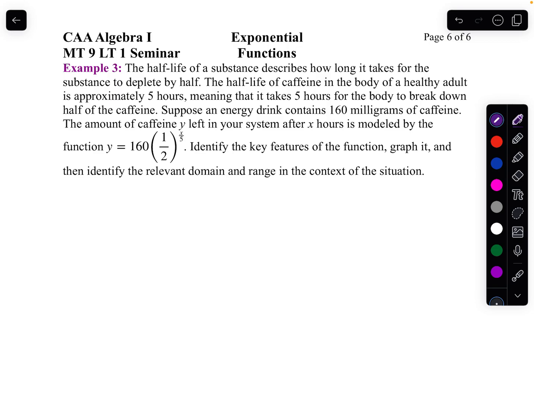I want to identify the key features of my graph. I want to graph it, and I want to identify the relative domain and range in this context. Now, when we talk about an exponential function, notice I look at my b. Notice that's less than 1. So I know this is going to be exponential decay. Of course it's going to be decay, because we just talked about half-life being decay.